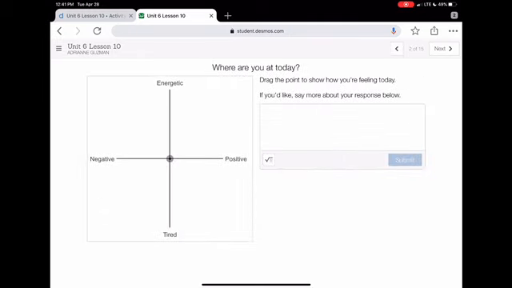Alright, so for today's check-in, where are you at today? Drag the point to show how you're feeling today. If you'd like, say more about your response below.